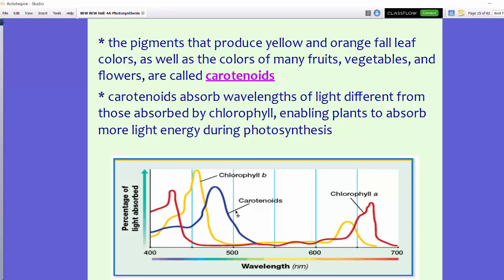So taking a look at this chart, it's very interesting to see chlorophyll A and B and the carotenoids. These are the colors that light is actually absorbed. So that's why we don't see those colors, because they're absorbed, not reflected.